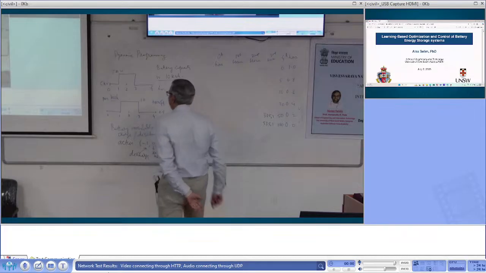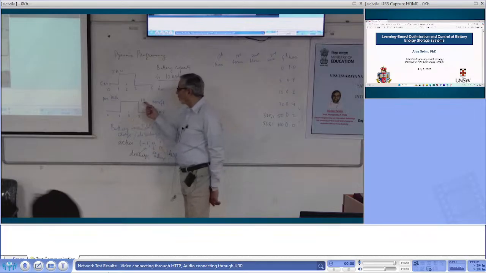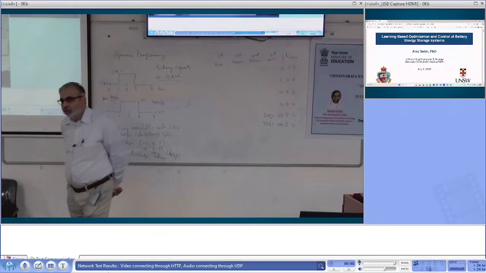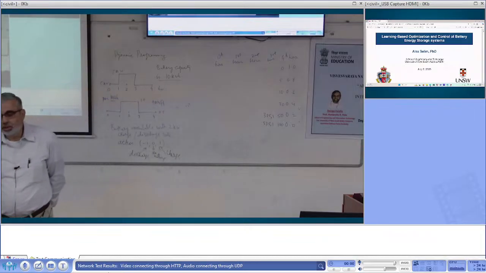So when you are doing hour 1 and 2 and all that, you have to remember that the tariff cost is 1, and load is 7 kilowatt. So you have to use that information.